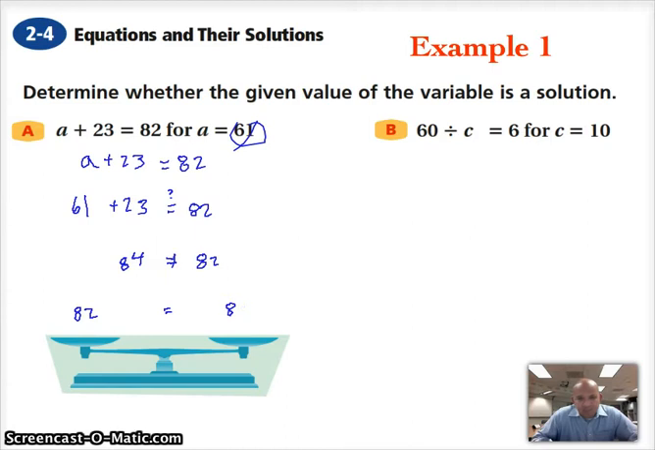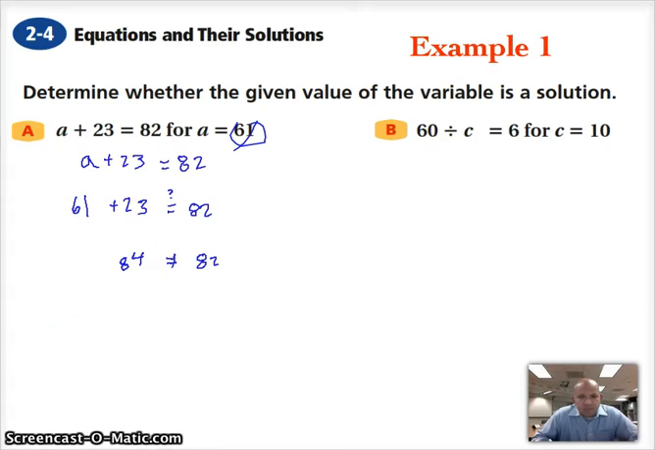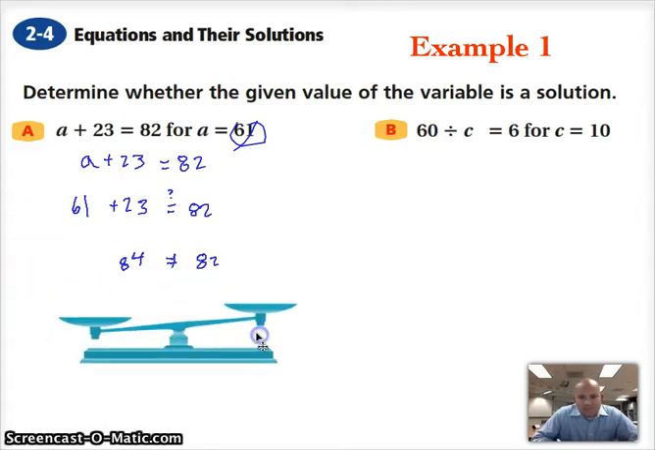So what it would actually look like if we were using these pan balances is this. They're not in balance. We have 84 over here, which is a bigger number than 82. They're not equivalent. They're only equivalent in terms of this pan balance when those two pans are level. We have 82 on both sides.